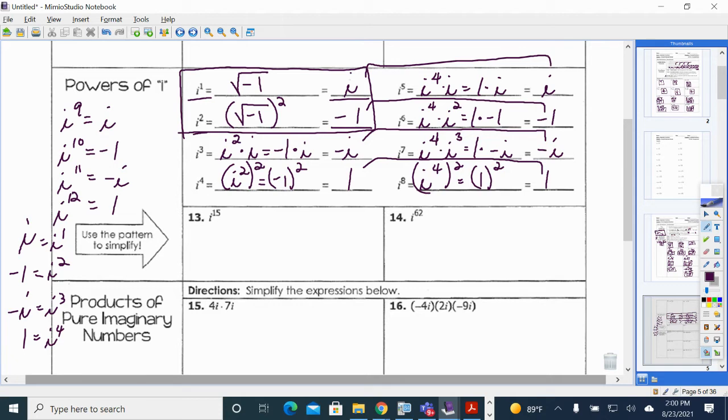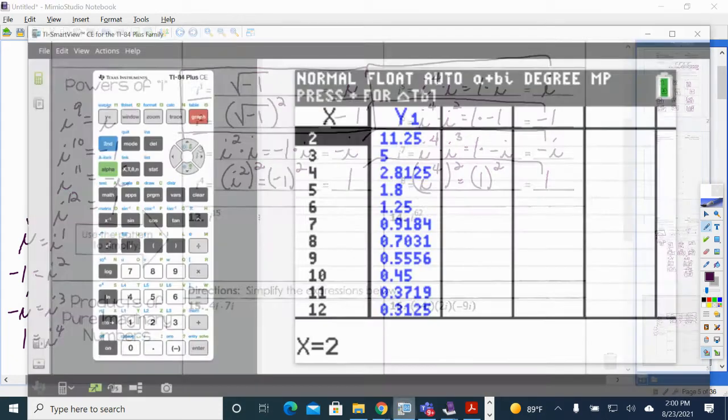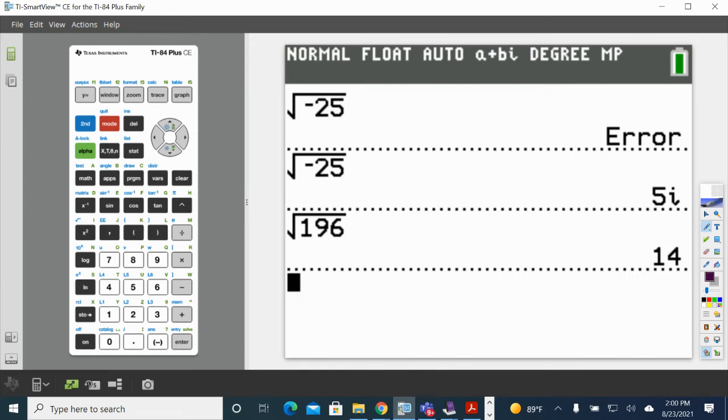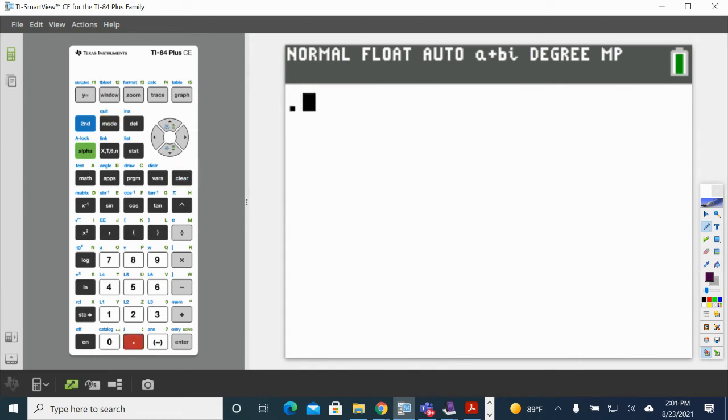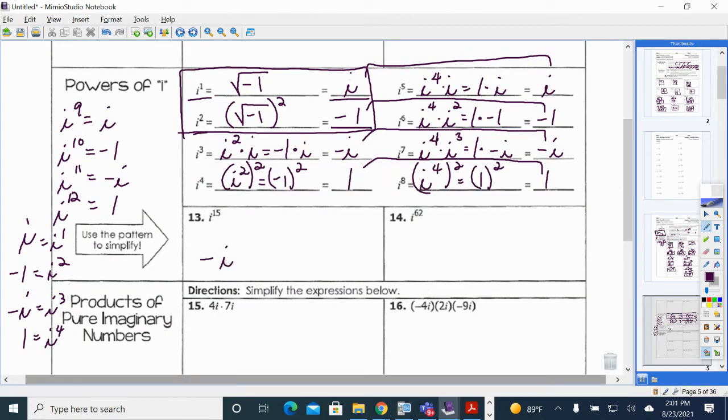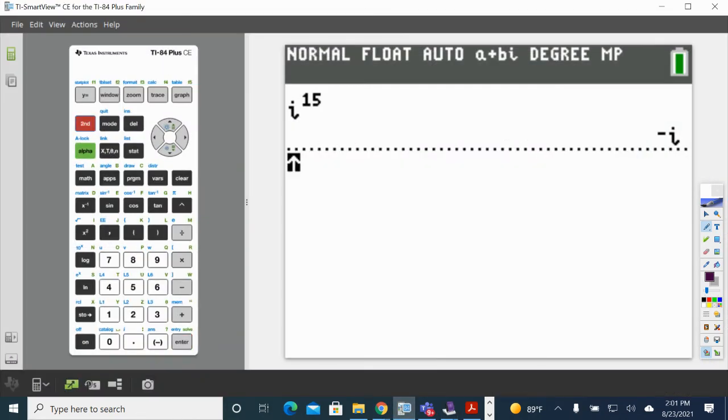Well, let me show you. Number 13 says i to the 15th power. Now, i is down at the very bottom of your calculator. I don't know if you can see it. It's the blue i above the decimal. So if I hit second and the decimal, I get the i. I'm going to use my exponent button and put in my 15th power. And my calculator tells me that that's equal to negative i. i to the 62nd power, second decimal is my i, raised to the 62nd power is -1.